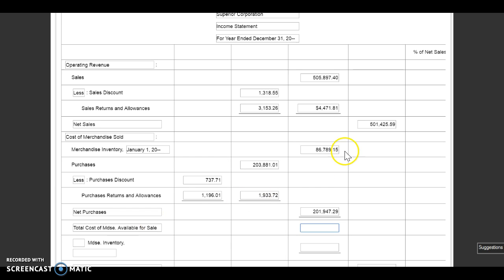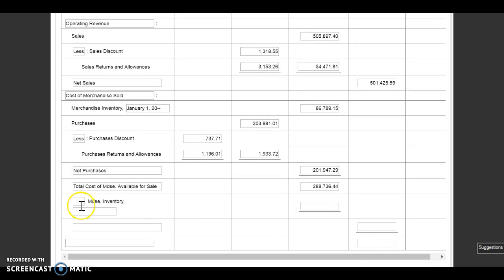So what we're going to do here is we're going to look at, okay, well, we started our inventory with $86,000 worth, and then we had net purchases of $201,000 worth. So our total cost of merchandise that we had available for sale, we're simply going to add those two numbers together. So our total cost of merchandise available for sale should be $288,736.44.